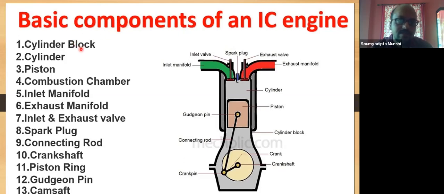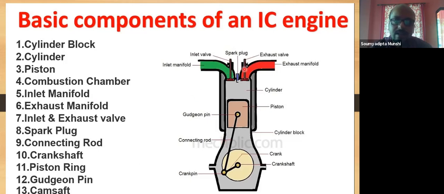Here are the basic components of an IC engine: cylindrical block, cylinder, piston, combustion chamber, inlet manifold, exhaust manifold, inlet and exhaust valves, spark plug, connecting rod, camshaft, piston ring, gudgeon pin, and the camshaft. Here you can see the cylindrical block. This is the cylinder. This is the piston. This is the combustion chamber.